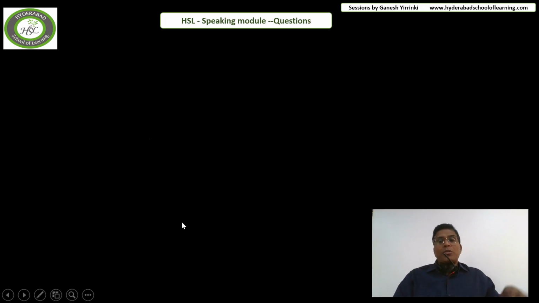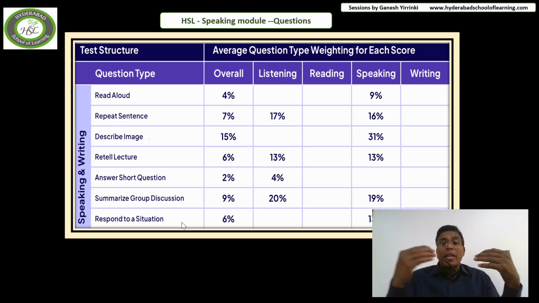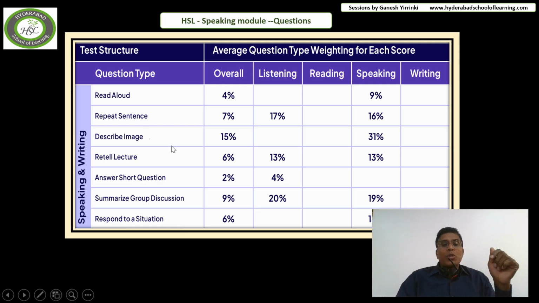Among these questions, maybe there are some questions that carry significant weight. Among these questions, the describe image question contributes heavily to the speaking module. 31% of your speaking score comes from describe image performance of yours, followed by summarize group discussion. This contributes to 19% of your speaking, and repeat sentence contributes to 16%.